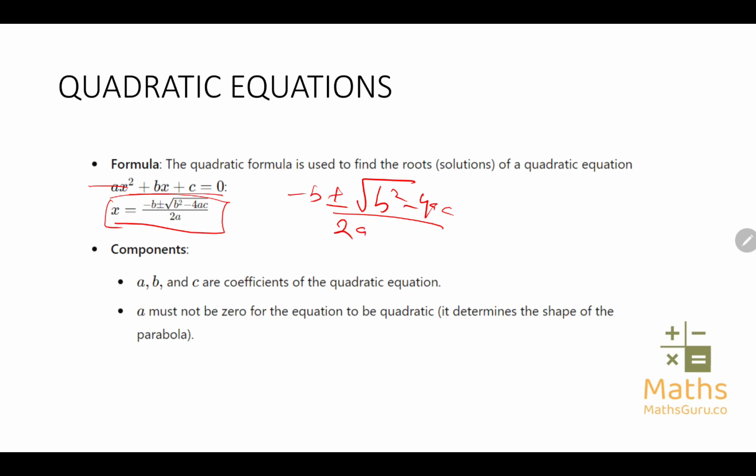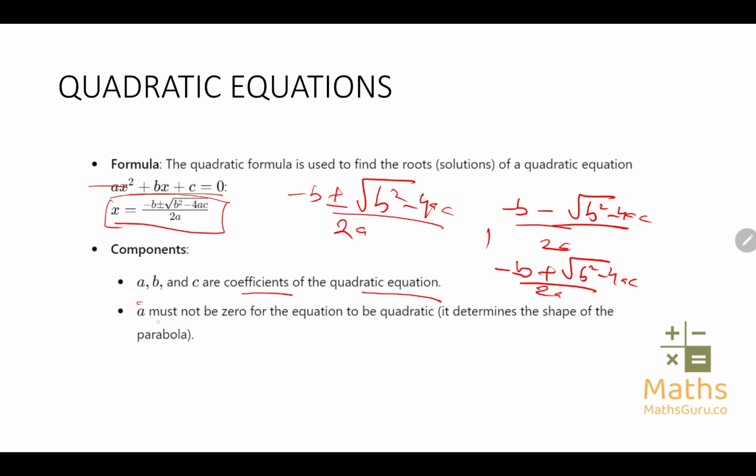You can see it can produce two different roots. One is minus b minus the square root of b square minus 4ac divided by 2a, and the other is minus b plus the square root of b square minus 4ac divided by 2a. And a, b, c are the coefficients of the quadratic equation, and a must not be 0. We have already discussed in the previous class, otherwise it will become a linear polynomial, not a degree 2 polynomial, right?